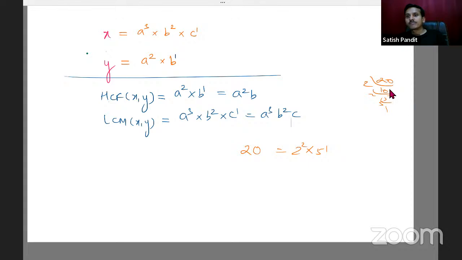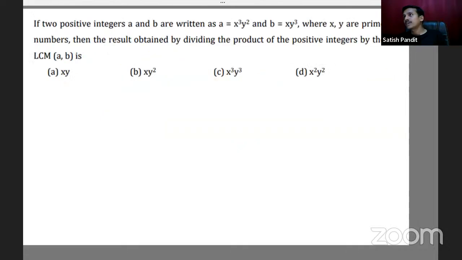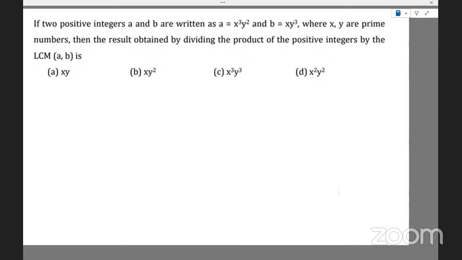Try this question. And put the answer in the chat box. I want options A, B, C, D. You try it out. Don't do any guesswork here. Do it step by step and put. Okay. I'll switch off my video, but you keep it on.